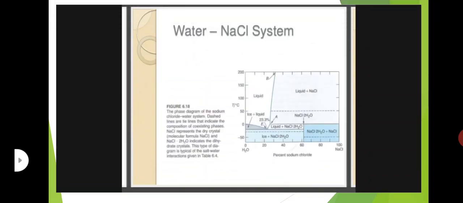And the water NaCl system, the phase diagram of the sodium chloride water system. Okay, lines that indicate the composition of coexisting phases. NaCl represents the dry crystal molecular formula NaCl, and NaCl·2H2O indicates the dihydrate crystals. This type of diagram is typical of the salt water interactions given in this table.